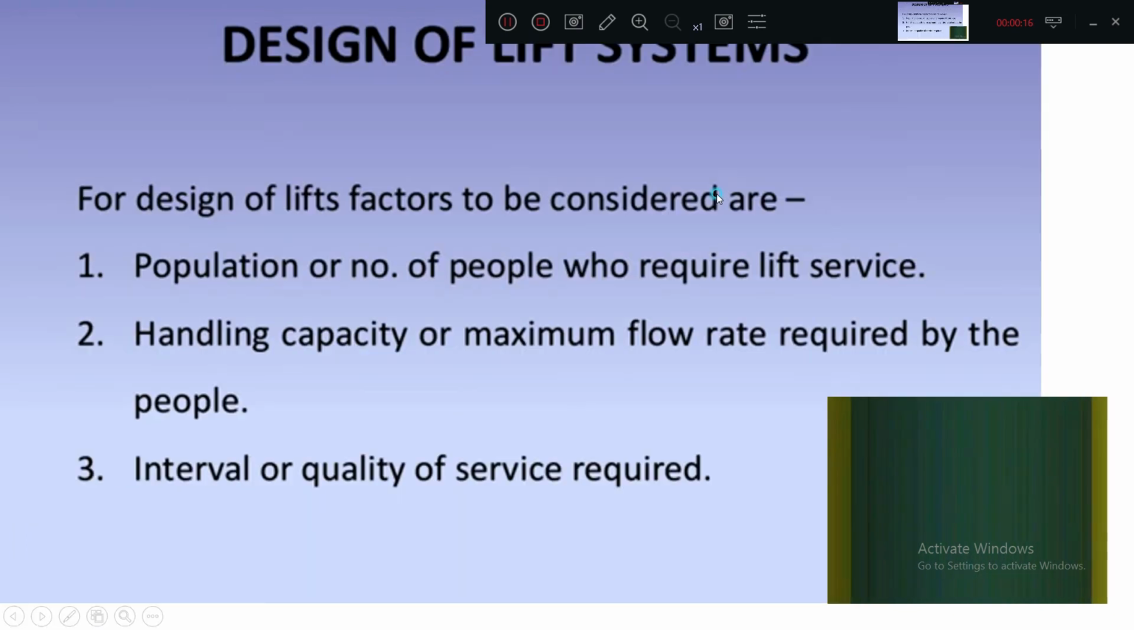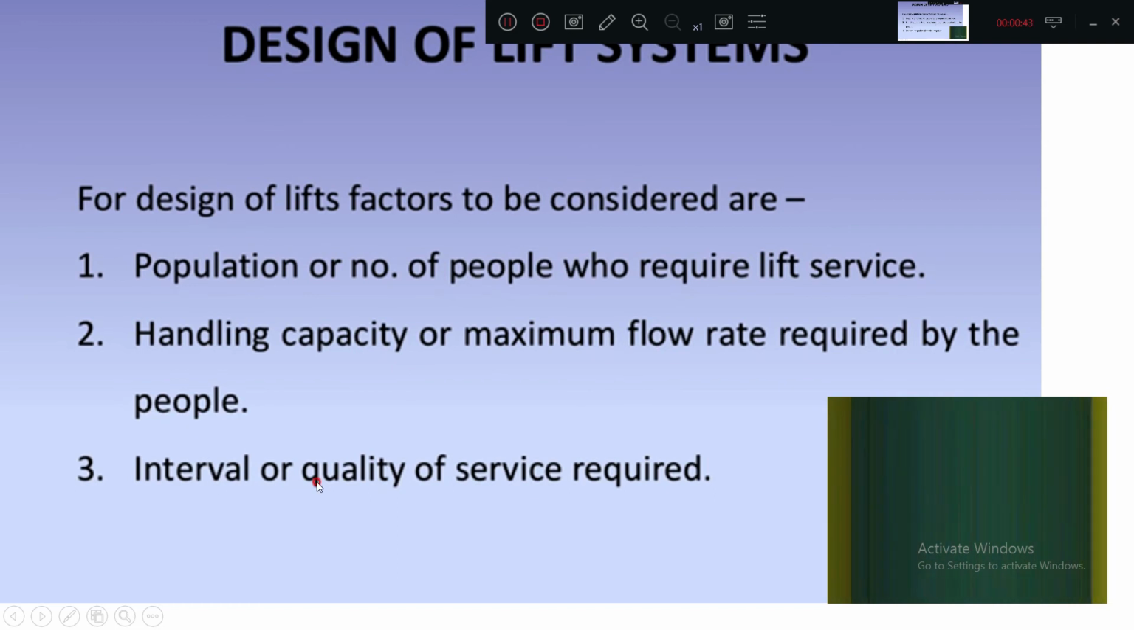Okay. See here, design of lift factors. So what are the factors? Already we have understood, no? Population or number of people who are using lift. Handling capacity or maximum flow rate, it is in percentage, is very important. Remember, for the problem we are denoting it by H. Handling capacity or maximum flow rate required by the people.